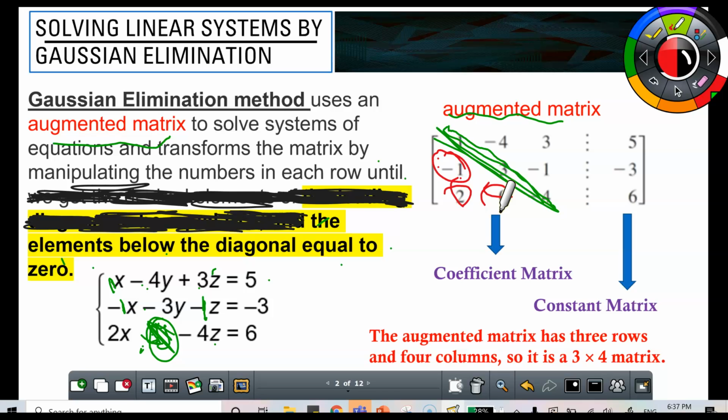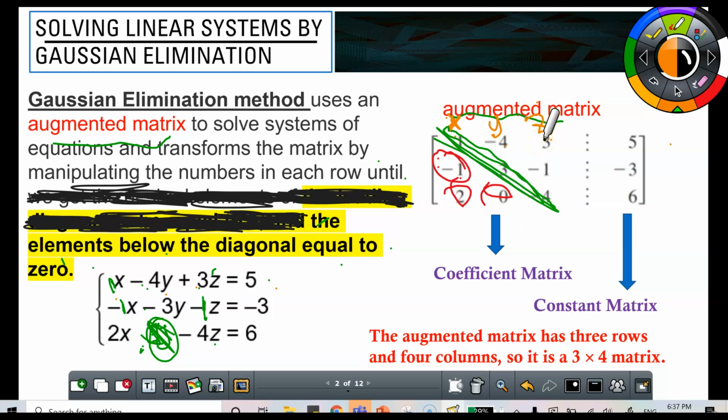Okay, and one last thing. Some of you say, hey, I take out the numbers and where do my variables go? Okay. Just remember your variables are each of the columns. So the first column is variable x, second column is for variable y, last column is for variable z. Okay, so you see for the first equation, 1x minus 4y plus 3z equals 5. Is it the same? 1x minus 4y plus 3z equals 5. Okay, so just remember, each of the columns represents one variable.